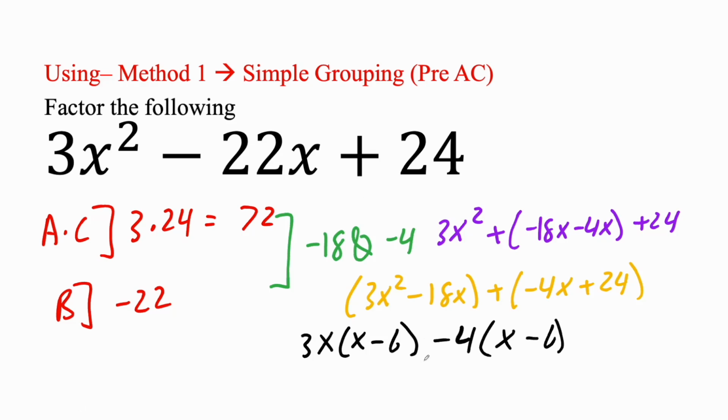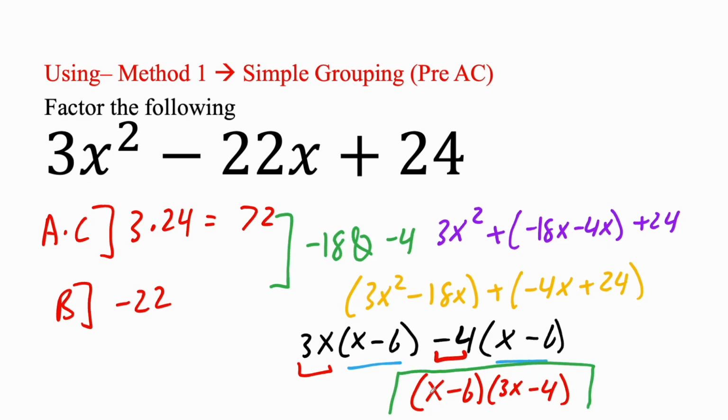And the reason why I need to take out a negative 4 instead of a positive 4 is to allow me to have this piece and this piece be identical. If I took out a positive 4, then this would be a negative x and a positive 6. And so the next step wouldn't work. And so our next step is like the answer part. So whatever is the same, we copy it one time, x minus 6. And then I call this part the leftovers, 3x minus 4. And so this part right here would be our final answer.